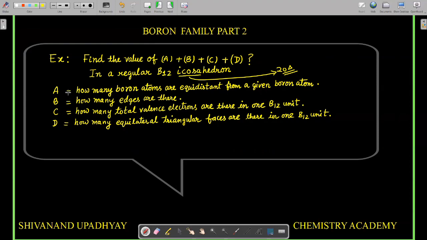Now we will move on and solve the question, right? So first is: how many boron atoms are equidistant from a given boron atom? So that is equal to 5.